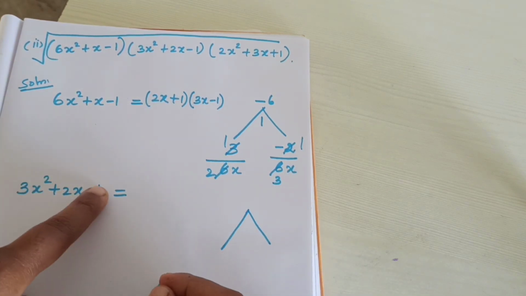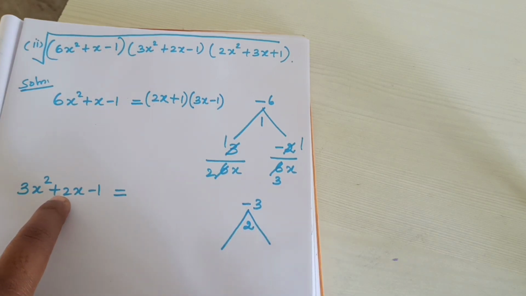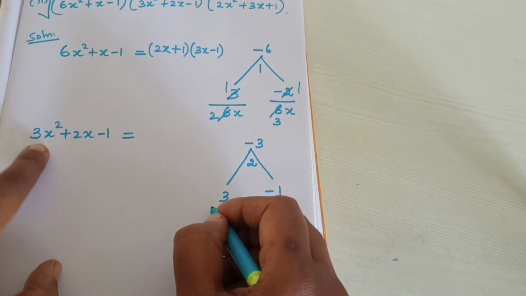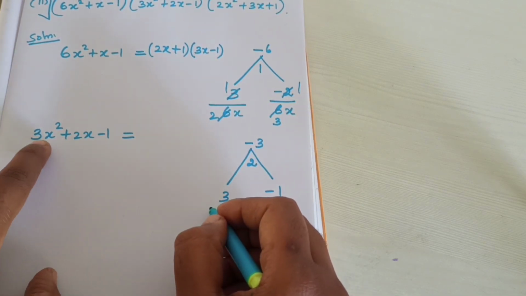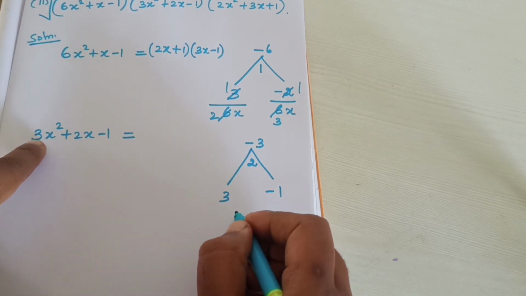Similarly, for the second term, 3x² + 2x − 1, which is equal to the same factorization. Multiplying factor −3, addition factor 2. So what is that? Can you guess the answer? 3 and −1. Yes, correct. So here see the variable, it has a coefficient. If it has a coefficient, you should divide it by the coefficient.